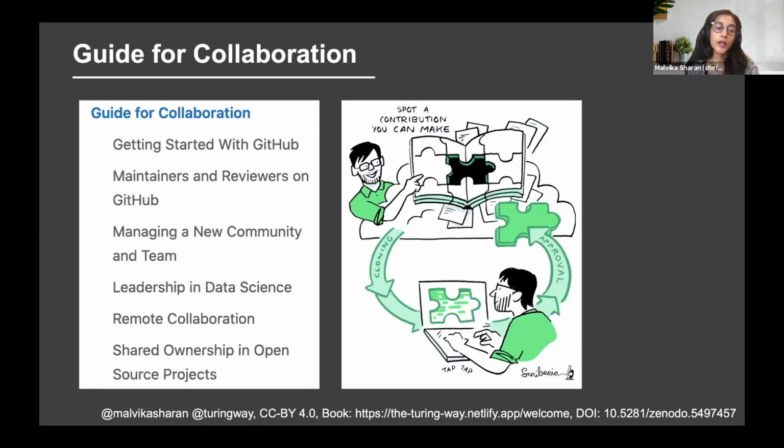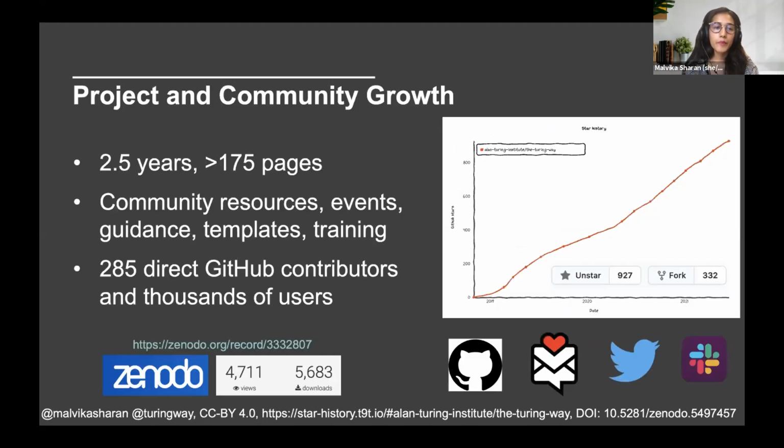And finally, shared ownership in open source project. That's something I truly believe: that when we contribute to an open source project, we should have a shared ownership and understanding of that. And this is something that we have explored in this chapter. So over the last 2.5 years, we have been able to write over 180 chapters, multiple community resources to ensure that people who are new to the project know where to start, what kind of training that they can access.